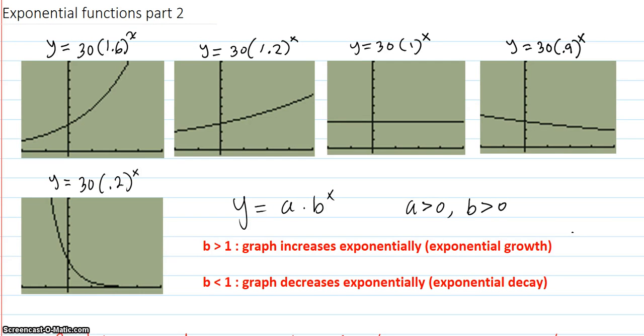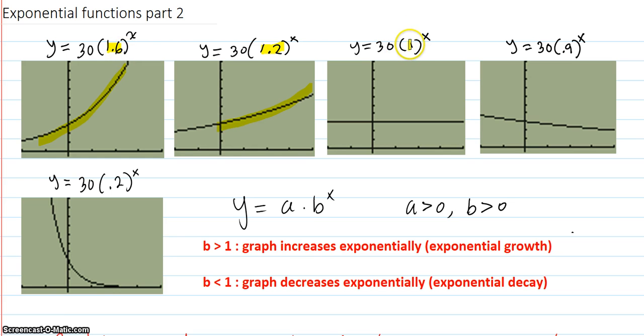Exponential functions part 2. First, I just want to go over the different kinds of bases that you could have. So this is 1.6. In the previous video we had a base of 2 and we saw how that shot up. 1.6 seems to shoot up also. This one's 1.2. It does shoot up, in the same window, but slower because 1.2 is not as big of a base as 1.6.